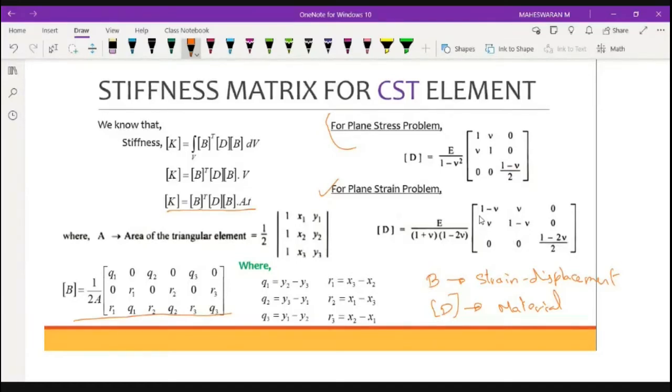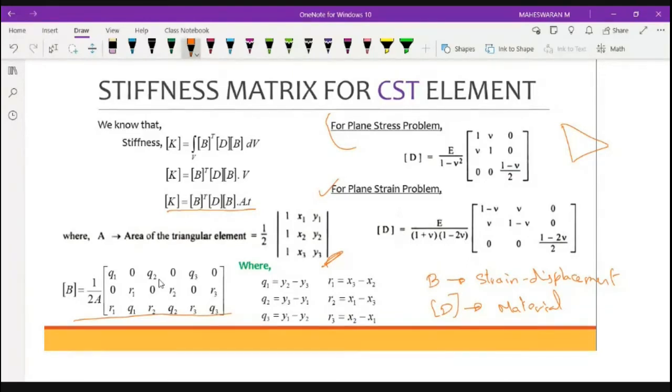Okay, so this is what we discussed. And if we want to identify the area of an irregular shaped triangle, we can use this formula. Your area is half of the determinant of 1 x1 y1, 1 x2 y2, and 1 x3 y3. So if you take the determinant and divide by 2, that will give you the area. This is what we discussed.